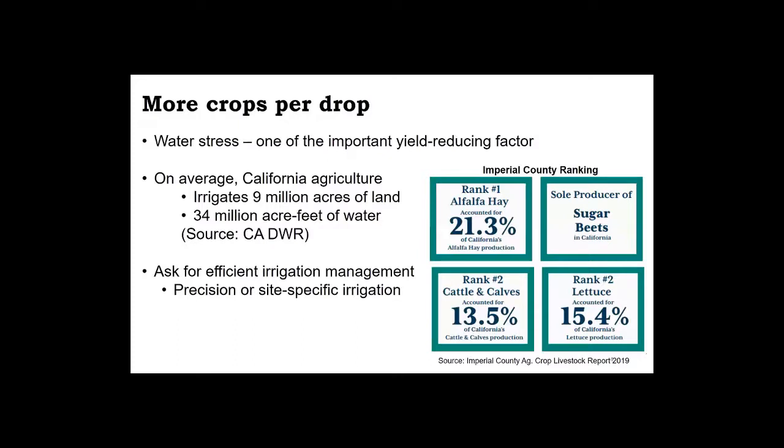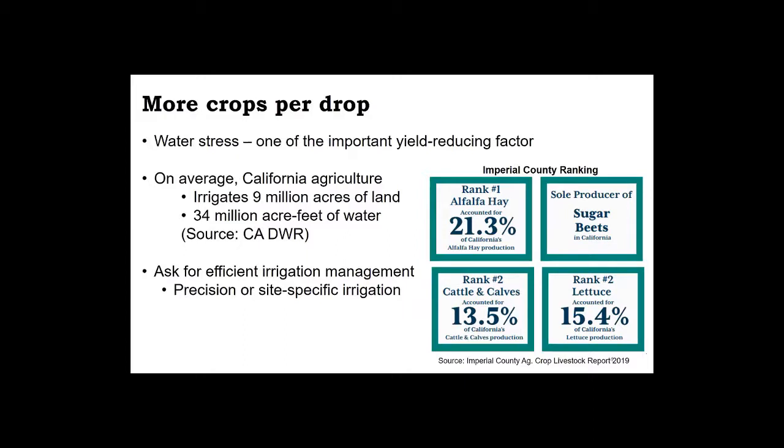In California, which is home to major agricultural production, on average, we irrigate 9 million acres of land and use about 34 million acre-feet of water. And this is a lot of water. Though the demand for irrigation water keeps increasing, water availability is decreasing because of various factors, including climate change. Therefore, there is a need for efficient irrigation management in agriculture, which in turn may help us to use less water without sacrificing the yield potential.